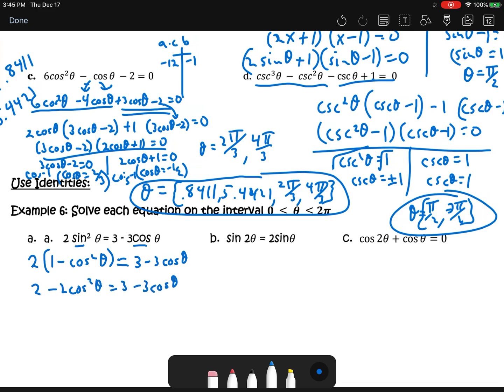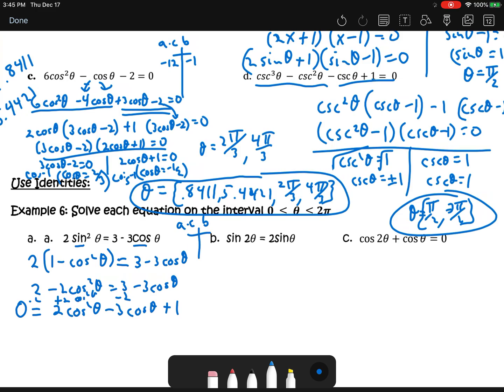Right? Okay, now we don't want a negative cosine, so we're going to add 2 cosine squared minus 3 cosine, and then we're going to subtract 2 and get plus 1. So we have 2 cosine squared minus 3 cosine plus 1. Just subtracted 2, added 2 cosine squared, and got this. Okay, now, again, we have to split the middle term. I'm running out of room here.